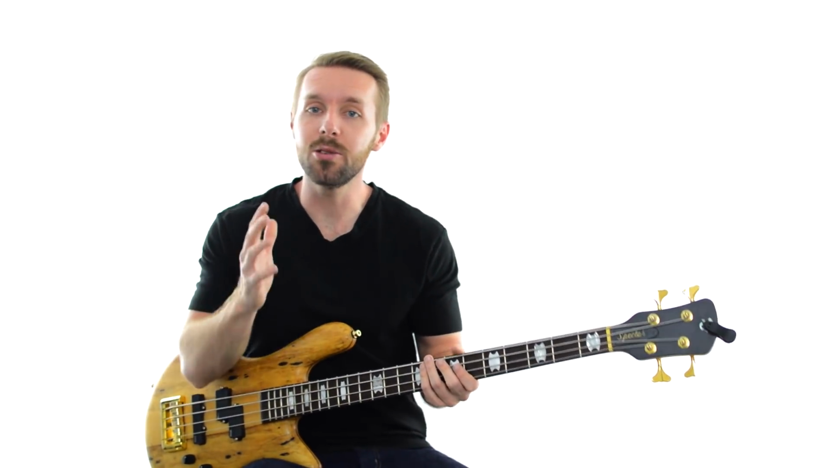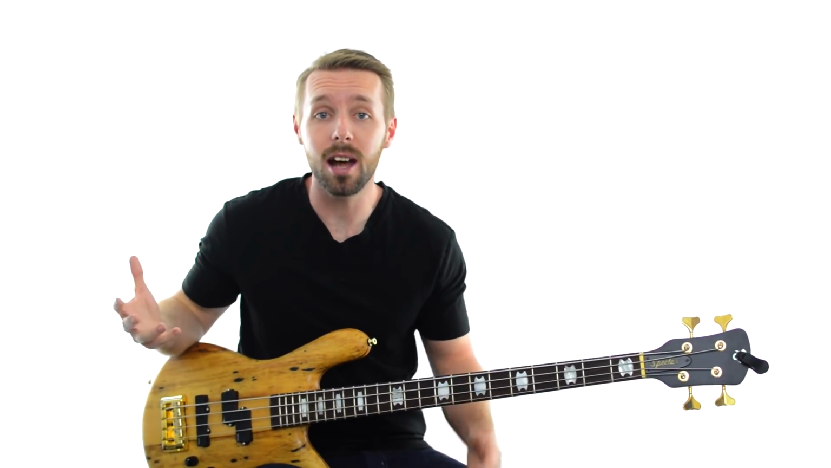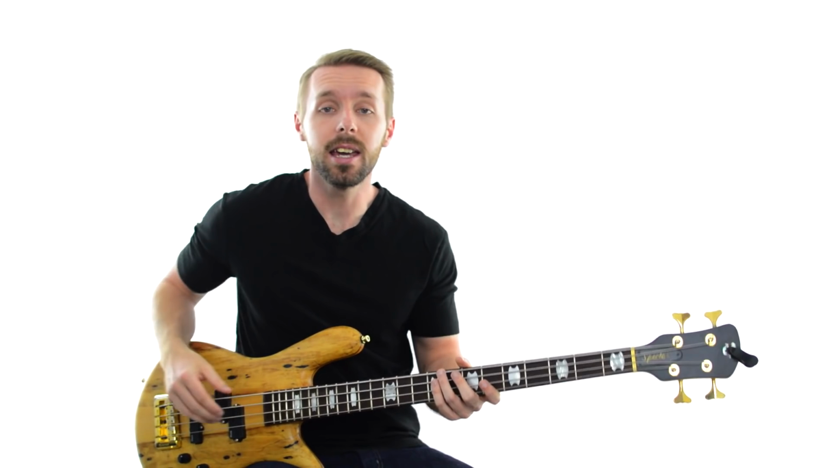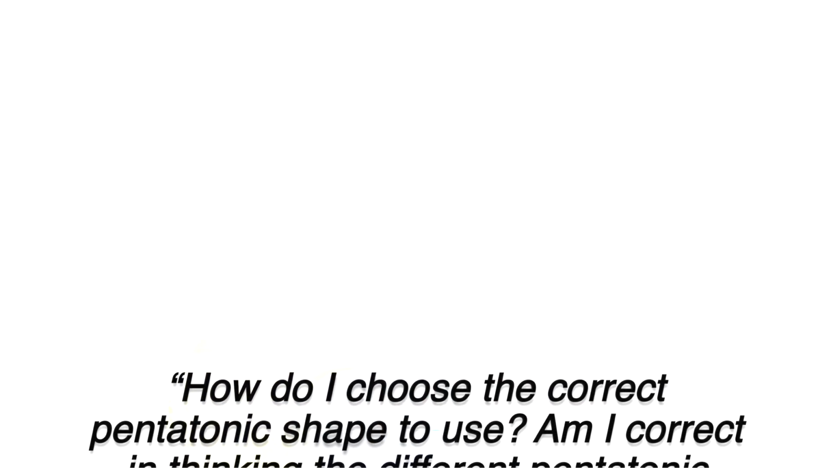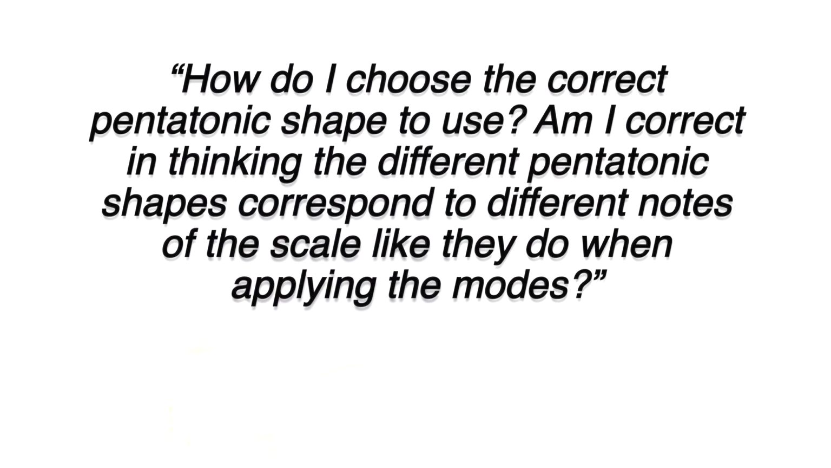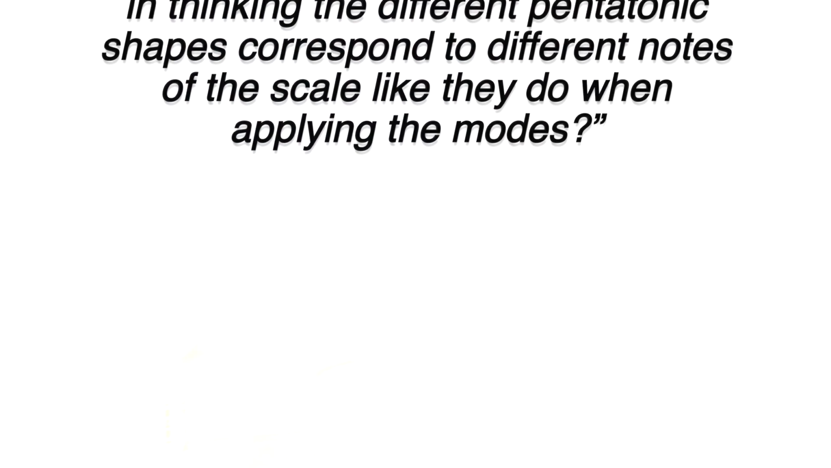I got a really interesting email from a subscriber named Phil a little while ago. He had a pretty solid understanding of how to play the modes on bass and where they were used, but he was wondering about how the shapes of the pentatonic scale worked in. Specifically, he said, how do I choose the correct pentatonic shape to use? Am I correct in thinking the different pentatonic shapes correspond to different notes of the scale like they do when applying the modes?